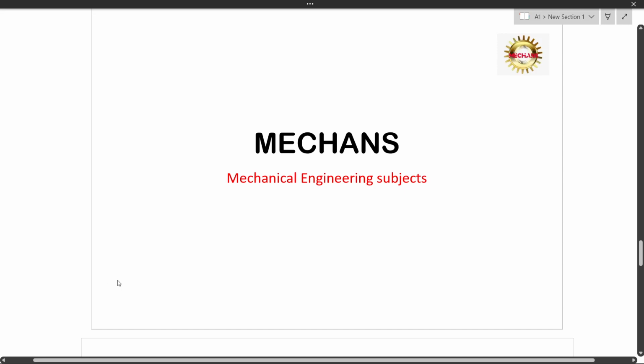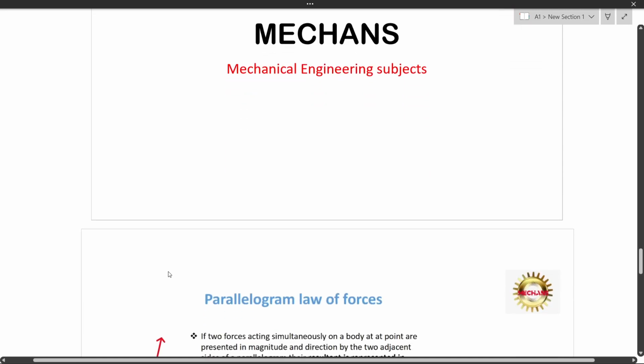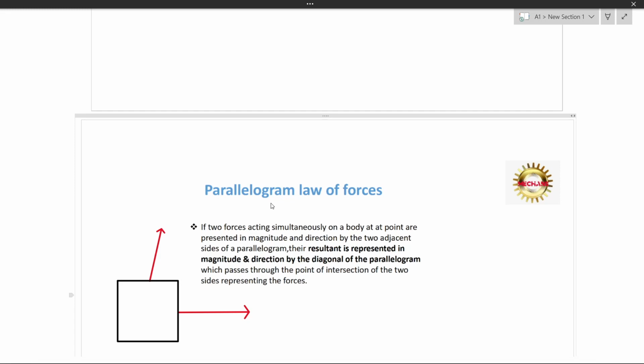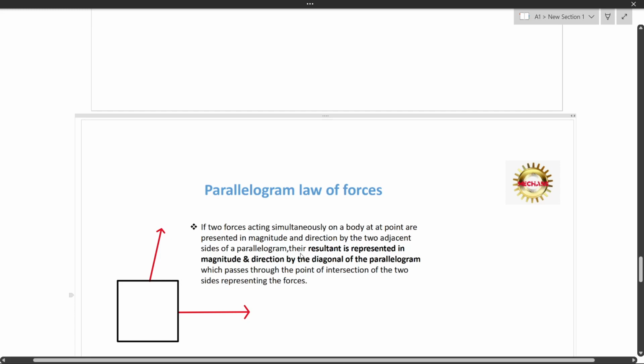Hello all, welcome back. In this video, we are going to learn about the parallelogram law of forces. By using this law, we can find the resultant of a body when two forces are acting on it. First of all, we should know what a resultant is.